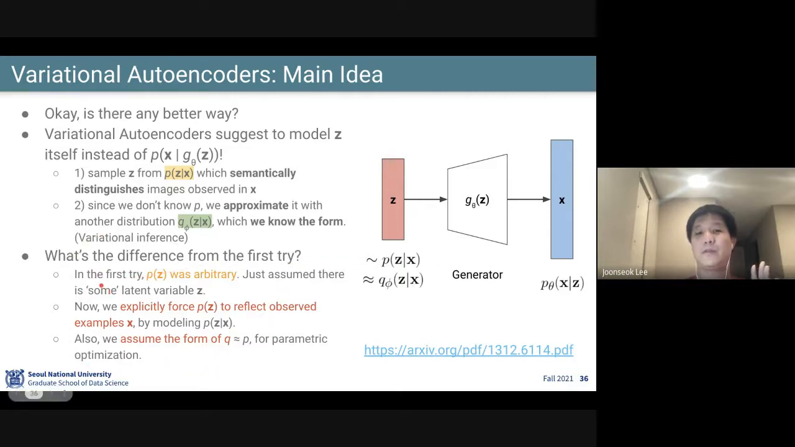In the first try, PZ can be anything. And we hope that we can just slightly change the value of the Z to get some plausible images, but that actually failed. So now we are going to explicitly force the PZ to reflect the observed examples, which is PZ given X here. And then we assume the form of Q, same as P, for parametric optimization.